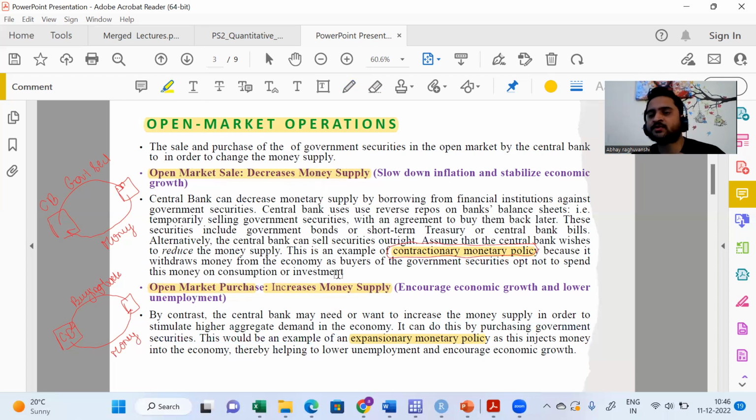And whether the central bank will go for an increase in the money supply, or it will go for a decrease in the money supply, will depend upon the prevailing economic situation in the economy. So if the economy is facing high inflation, that means the central bank will have to go for the contractionary monetary policy. That is, if it wants to use open market sale as an instrument to change the money supply, then it would go for open market sale.